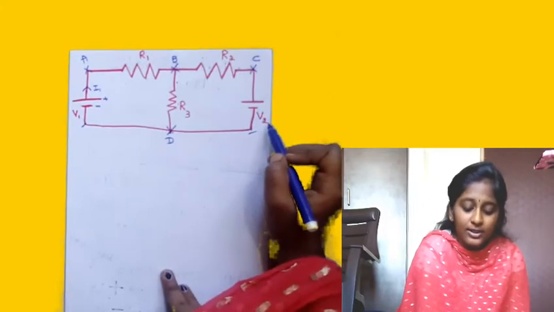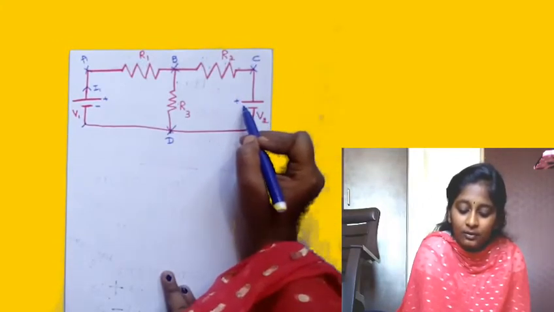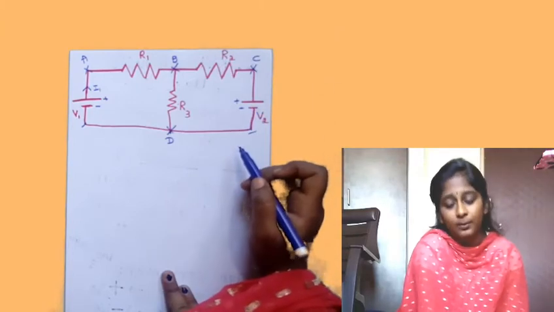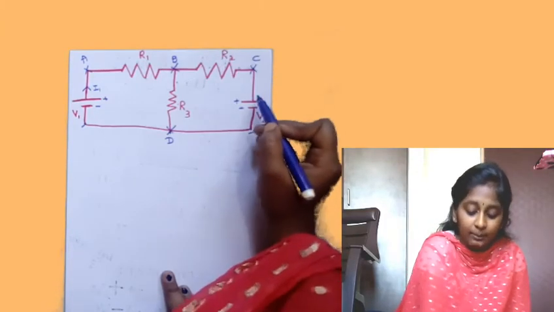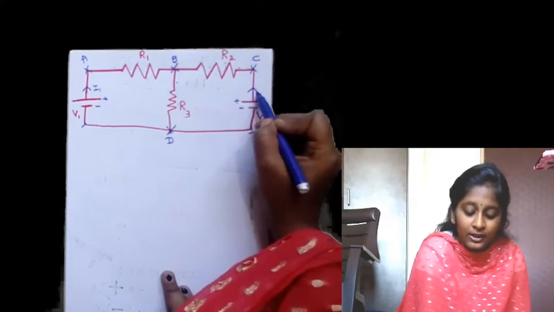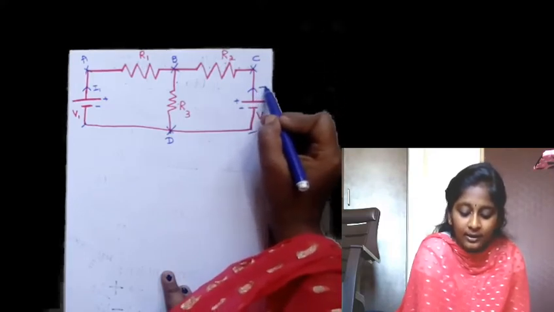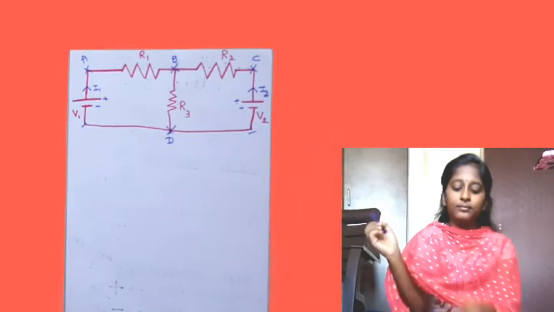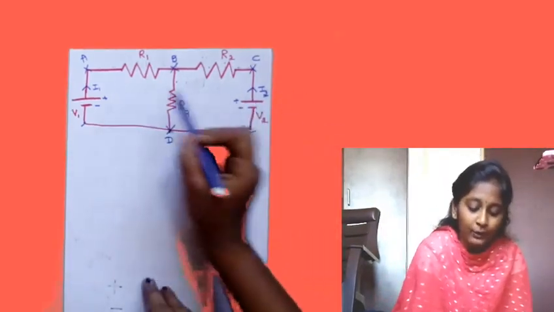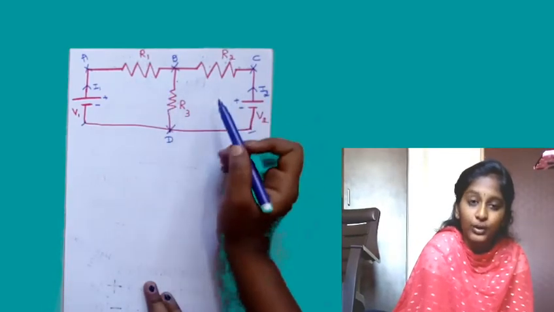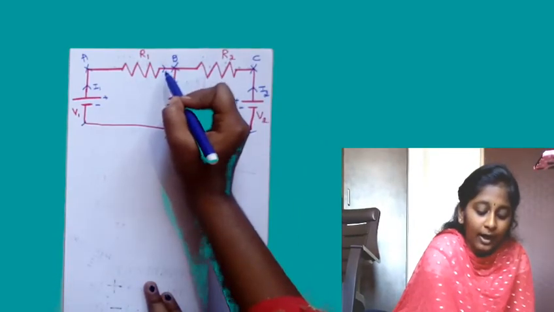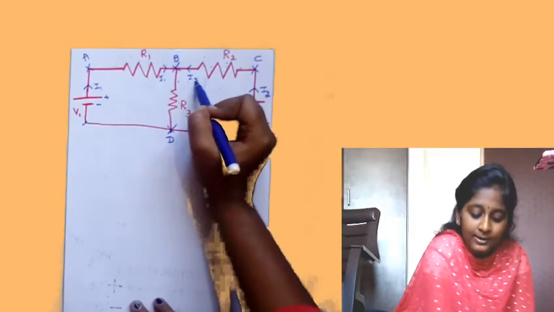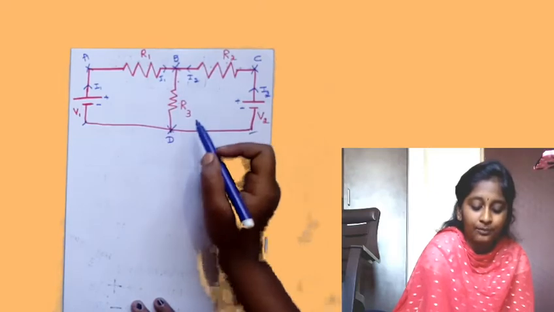and here V2 is the source, with the positive terminal and the negative terminal. As I told, the current flows from higher potential to lower potential. That means the current flows in the direction towards C. I mentioned this current as I2, and the currents I1 and I2 pass through R1 and R2 respectively, and the currents I1 and I2 will be the same here also.